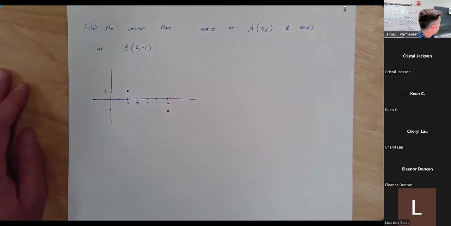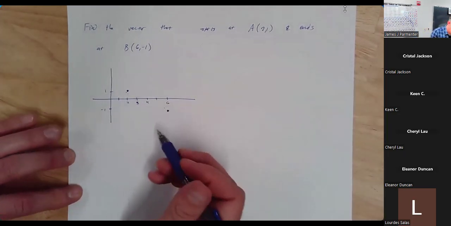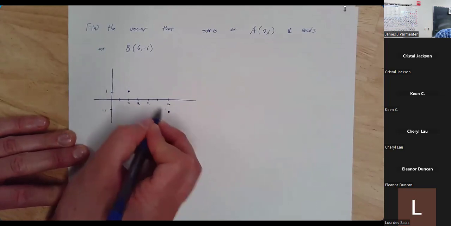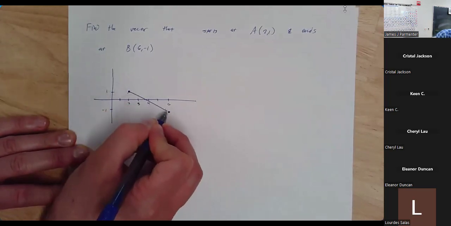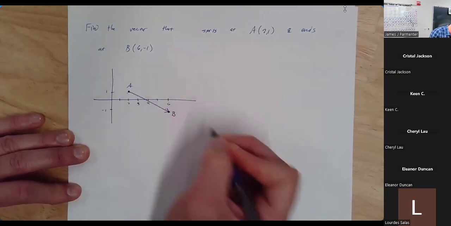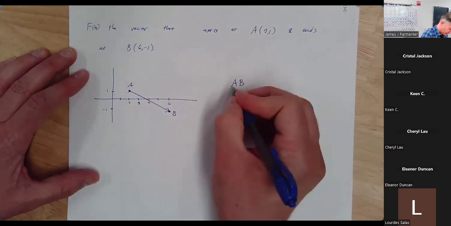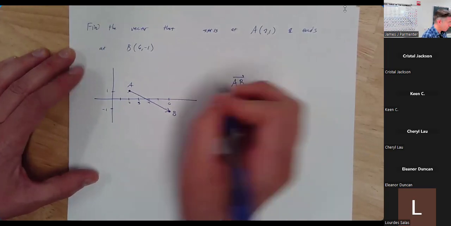Now, the direction we draw this is important. It's starting here, it's ending there. So the arrow points in the direction of the point that we end at. Starting at A, we're ending at B. And I would say that the vector that starts at A and ends at B looks like that.